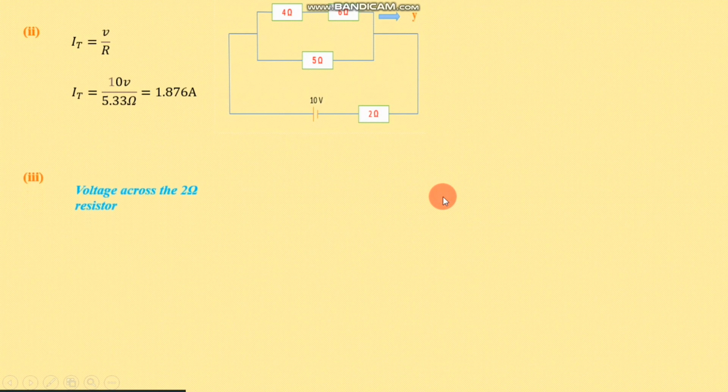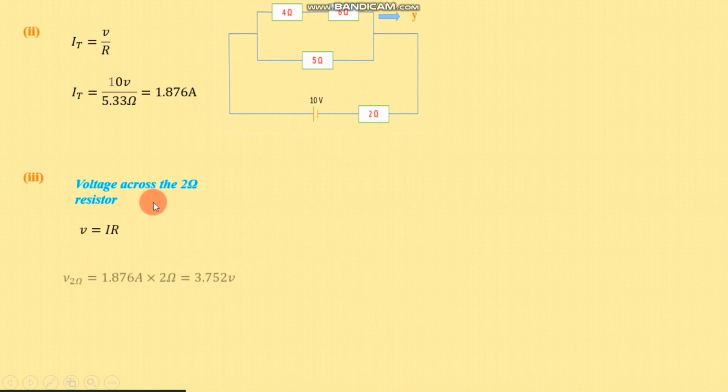Now let us look at this diagram. So the current, this current is passing through the 2 ohm. The whole of this current passes through the 2 ohm, meaning the voltage through this 2 ohm is given by the current times resistance.